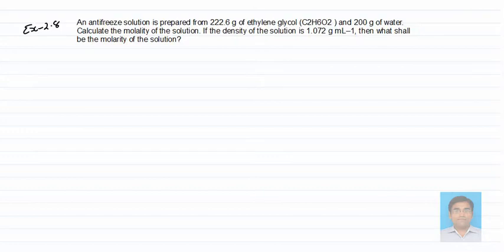Example number 2.8. An antifreeze solution is prepared from 222.6 gram of ethylene glycol and 200 gram of water. Here we have to keep in mind that the water is in a less proportion while ethylene glycol is in a more proportion. So water will act as a solute and ethylene glycol will act as a solvent. Calculate the molality of solution.